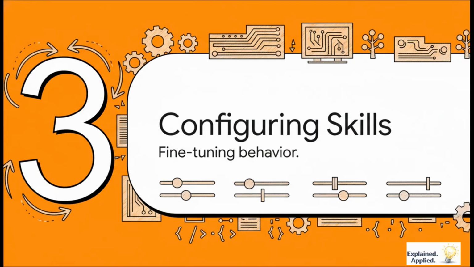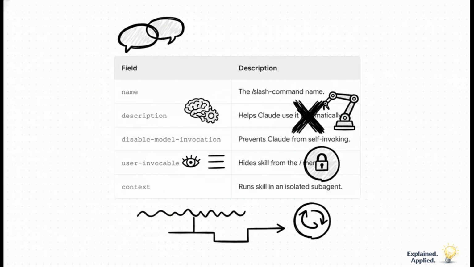So, we've built a basic skill. That's awesome, and it's already super useful. But the real magic begins when we start to customize its behavior. So let's dive back into that front matter and see how we can fine-tune exactly how our skills work. So we've already seen name and description, but there are a few other powerful options here.